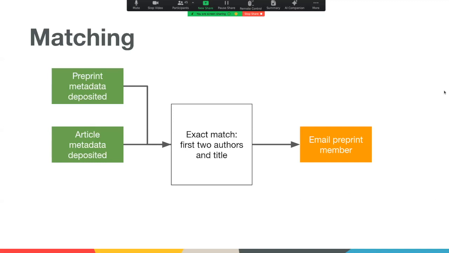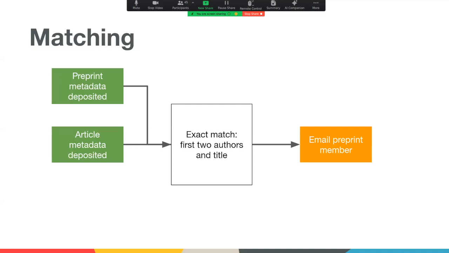So I'm going to move on now to preprint matching specifically, and what we do at CrossRef for preprint matching. So this is the current setup that we have. So preprint metadata is deposited by one of our members. Sometime later, an article is deposited, and we look through all of the preprints that have been deposited. If we find an exact match between the two with the first two authors and the title, we say, yep, that's a preprint that's related to this article. And we email the member who deposited the preprint and say, we think this article matches your preprint. They can check that, redeposit the metadata of the preprint to say, yes, these two things are connected.